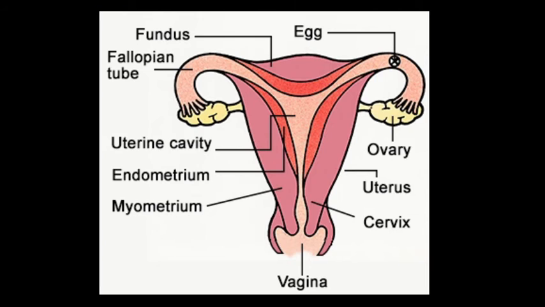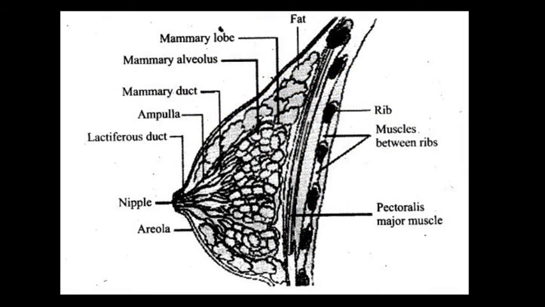Okay, but this is all about the female reproductive system. Now, the next one is the mammary gland. The mammary gland is an accessory gland in the female body. The presence of functional mammary glands is characteristic of female mammals. They are a paired structure of the breast, and they contain glandular tissue.